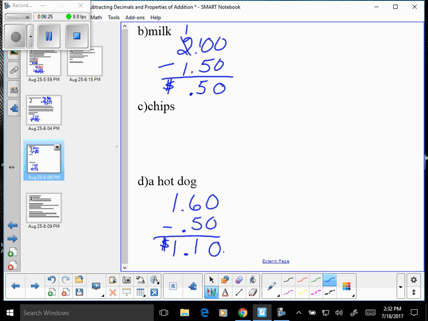Now I can use that to find the chips. Because if I know that the hot dog is $1.10, I go to hot dogs and chips, I can take the $1.50 minus that $1.10 for the hot dog, and I now know that my chips are 40 cents. So sometimes when you're solving problems, it's a good thing to read over the whole problem, and maybe finding a later part can help you find an earlier part in the problem.